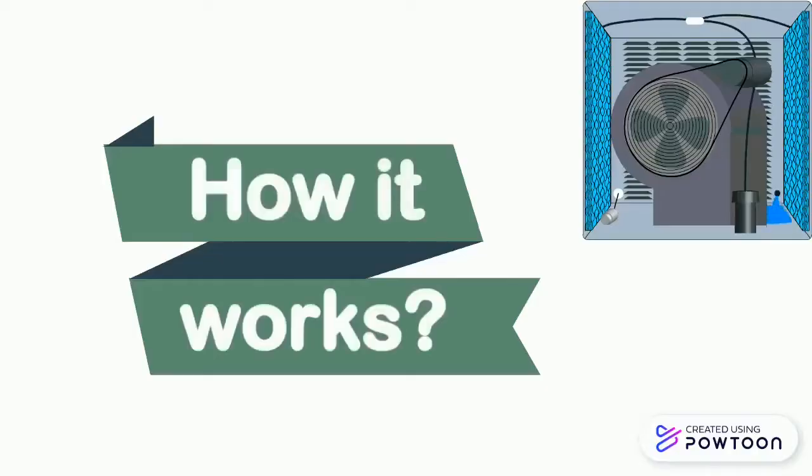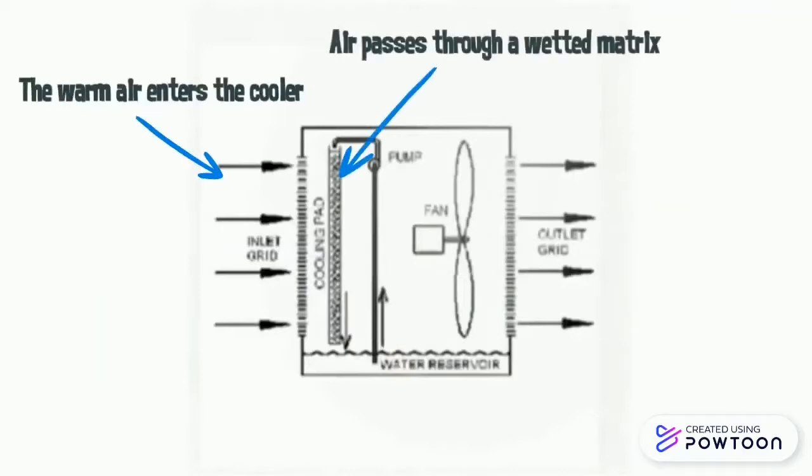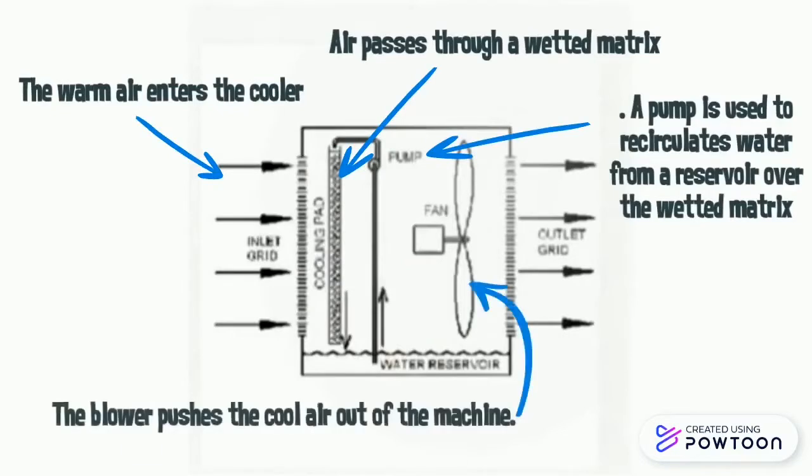Now let us see how the evaporative cooler works. The warm air enters the cooler and then passes through a wetted matrix. A pump is used to recirculate water from a reservoir over the wetted matrix. The blower then pushes the cool air out of the machine.